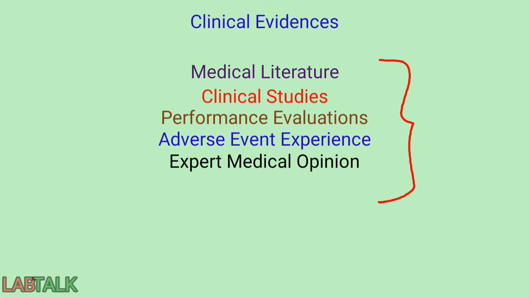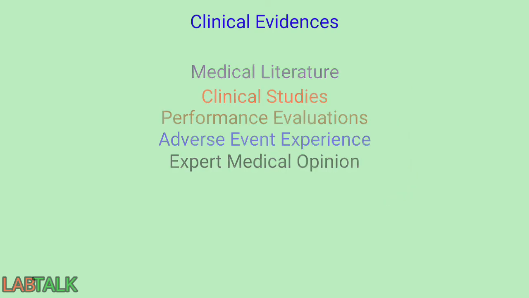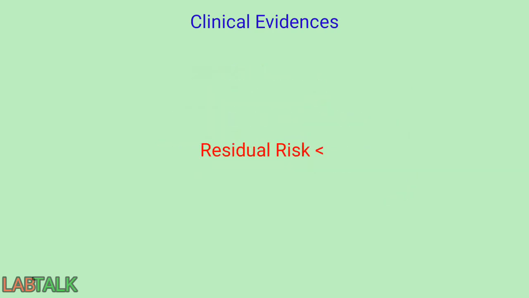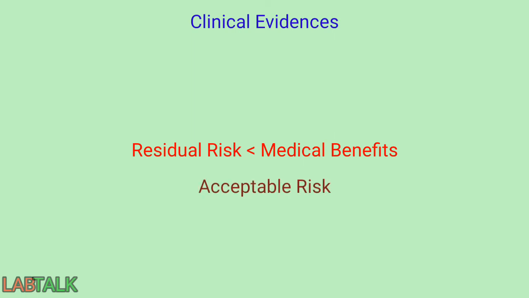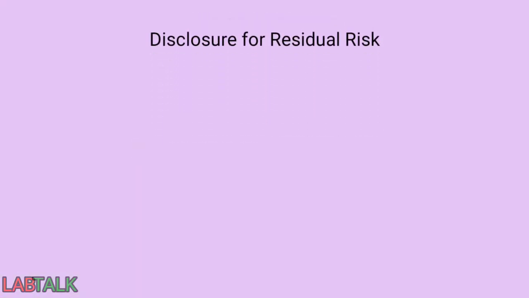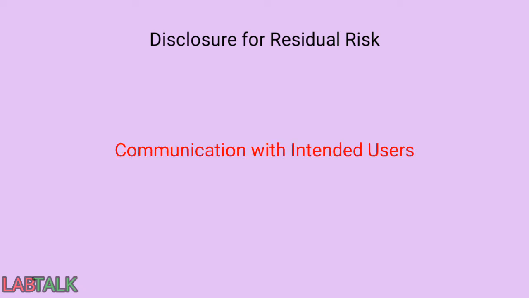If the residual risk is demonstrated to be outweighed by the benefits, then the risk may be considered acceptable. The laboratory shall determine which information is necessary to disclose the residual risk. Even in the previous video we have seen that if there is a risk in the process and it is considered acceptable considering the risk benefit ratio, important communication must be made to the intended user. So we have to disclose the residual risk in the process.